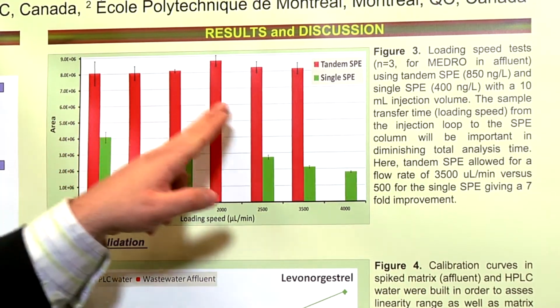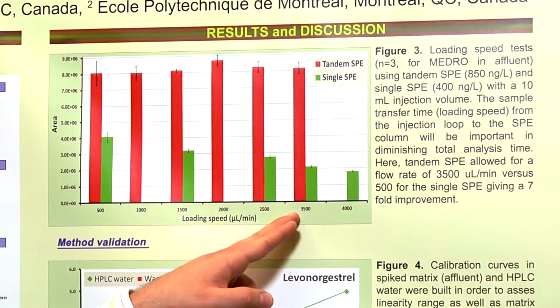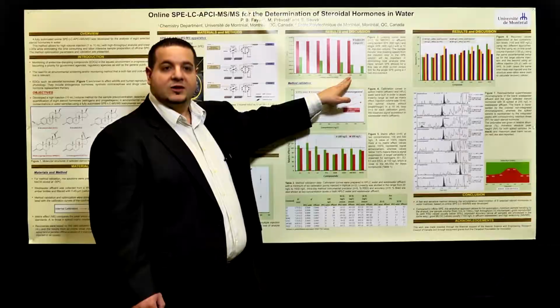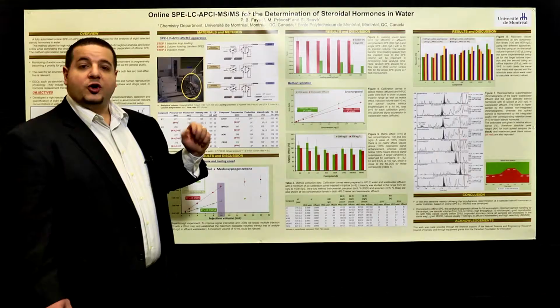It stays constant throughout the use of different speeds here. That means that we actually load at 3,500 microliters a minute with no issues of breakthrough. We also did the normal validation parameters.